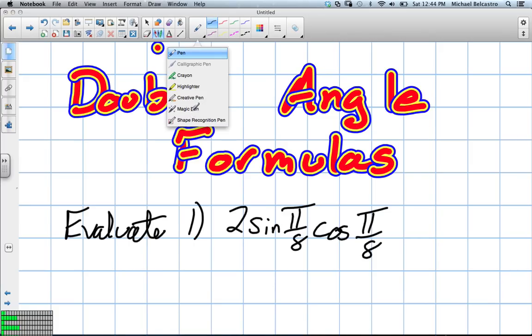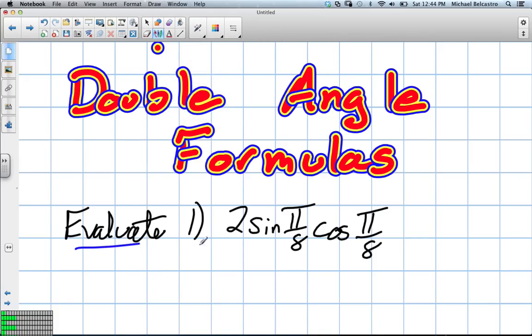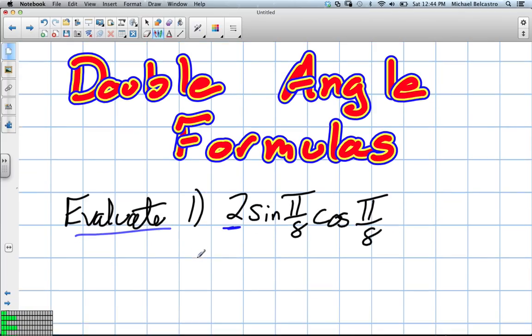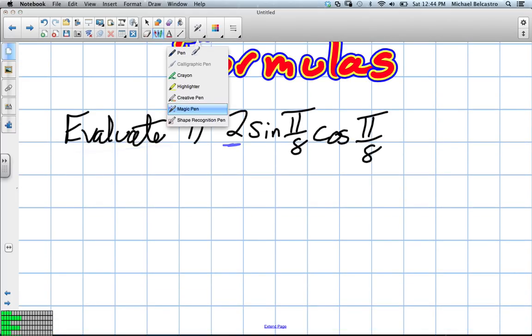Okay, so we're going to go through double angle formulas. The very first one, they want us to evaluate 2 times sine pi over 8 times cos pi over 8. Well, what I'm going to do is relate this to one of the double angle formulas.